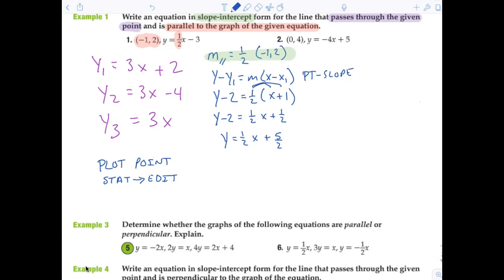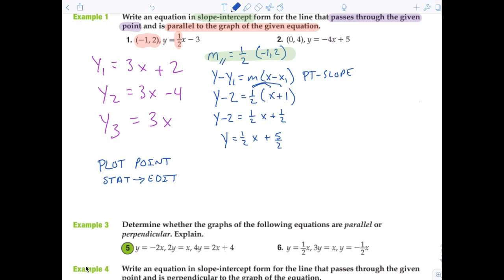So now under y2, type in for me 1/2 x plus 5/2. Let's go, chop chop. Go under y2 and type in 1/2 x plus 5/2. And then graph it. And it is perfect. It is parallel and it goes through the point.